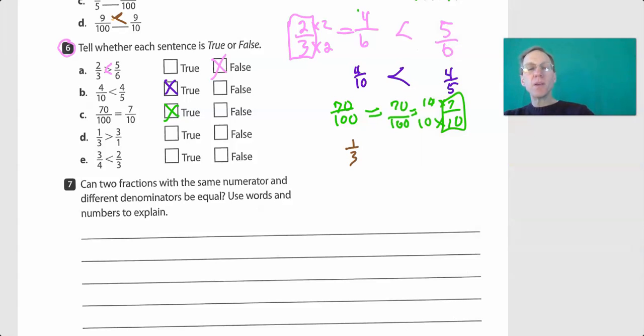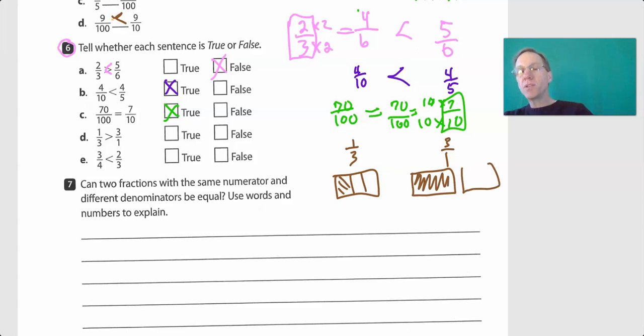One third and 3/1. So 1/3 means 1 part out of 3 parts. 3/1 means that I have 1 part to make a whole, just one big part. I didn't actually draw that very well. One big part to make a whole. And I have 3 of those. They pulled a sneaky one on you. They're just saying you have 3 whole pizzas. So obviously 1/3 is less than 3/1. And remember, 3/1 is just the same as 3. 1/3 is, nope, that's false.